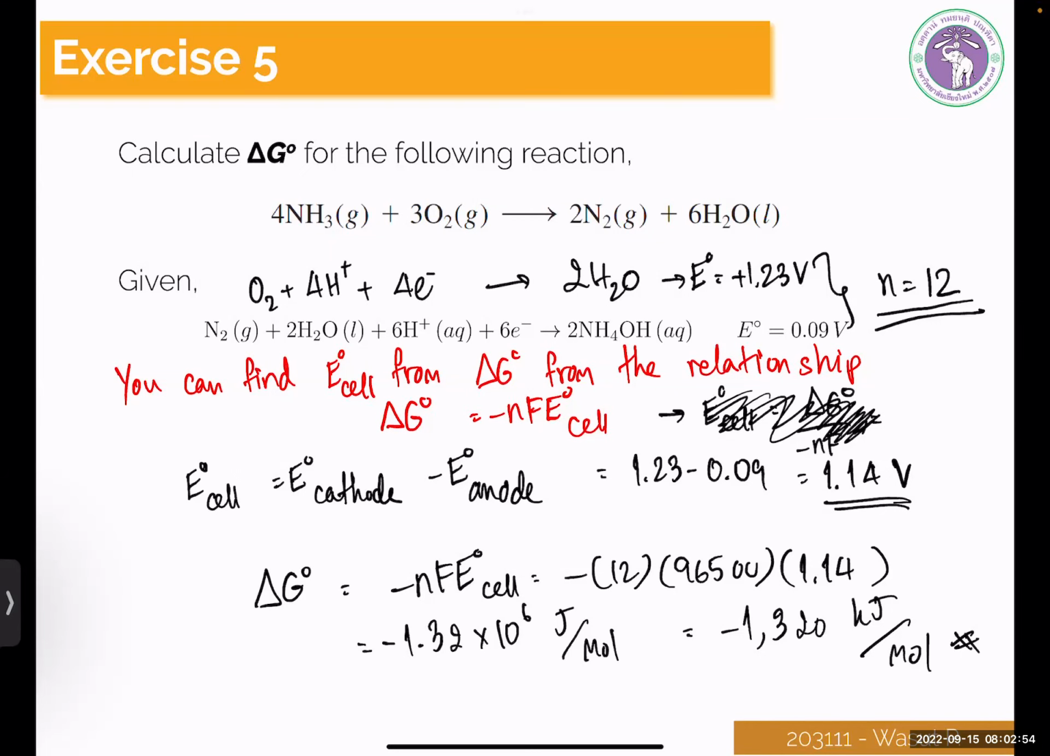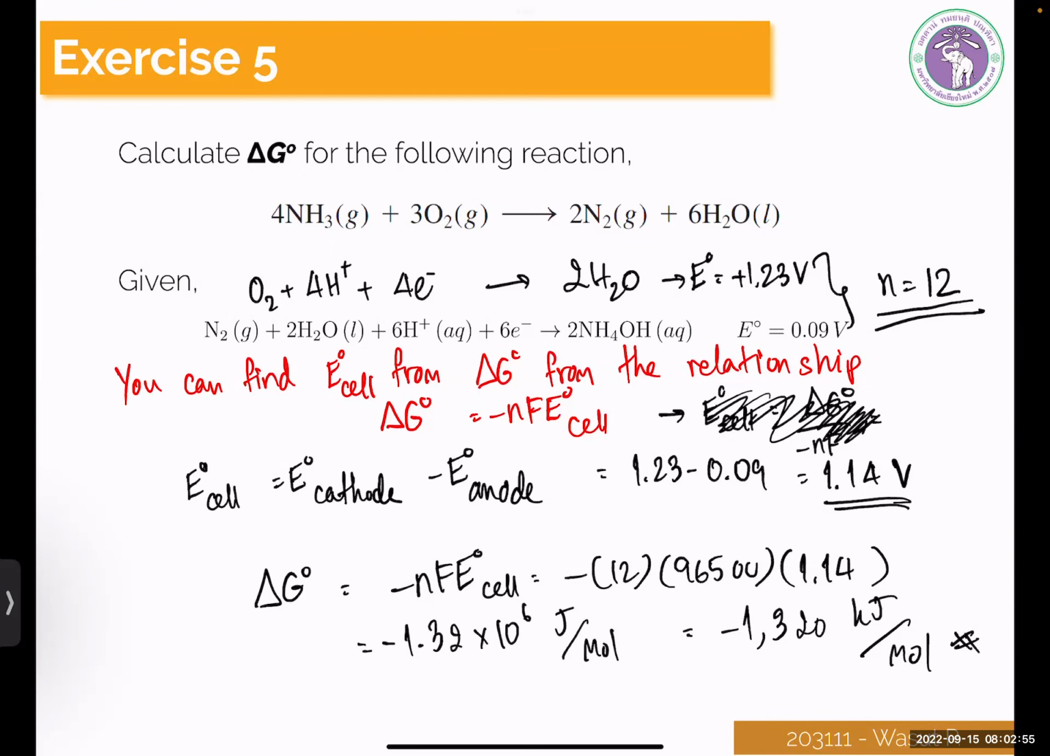For this exercise 5, I want you to calculate the energy of this reaction right here. How do we do this problem? The energy is related to E naught of the cell through this relationship that we covered earlier: the energy equals minus n times F times E naught of the cell. So I want you to calculate the energy for this reaction, and this is what the problem gives you.